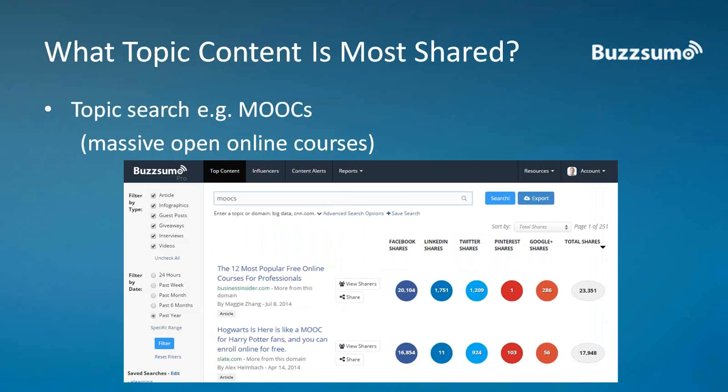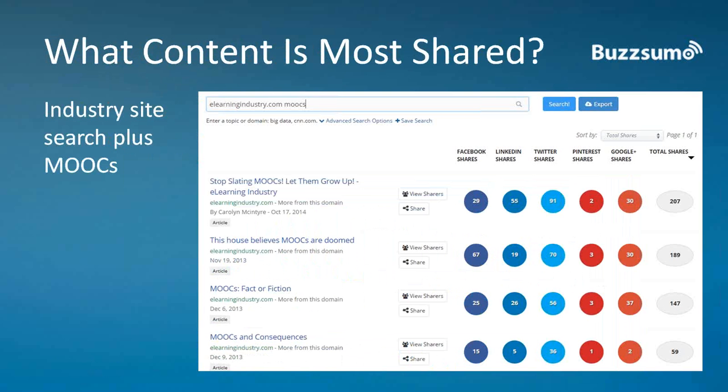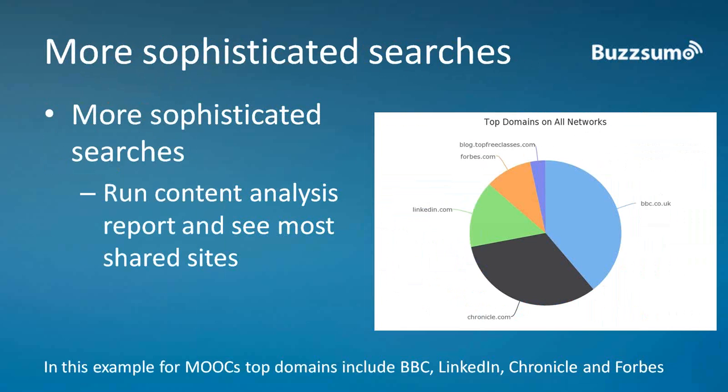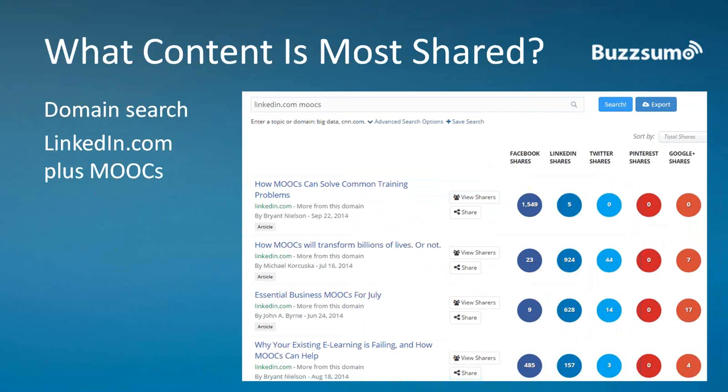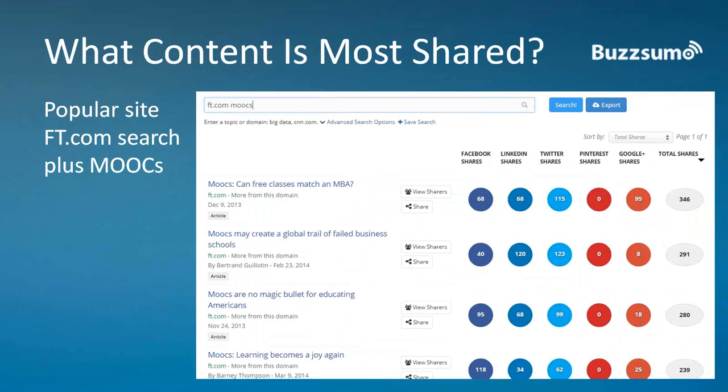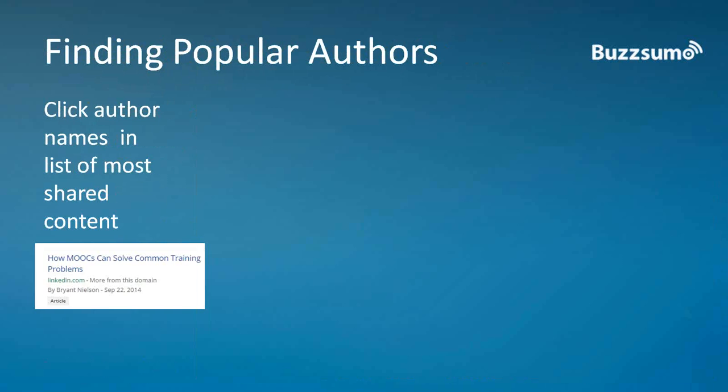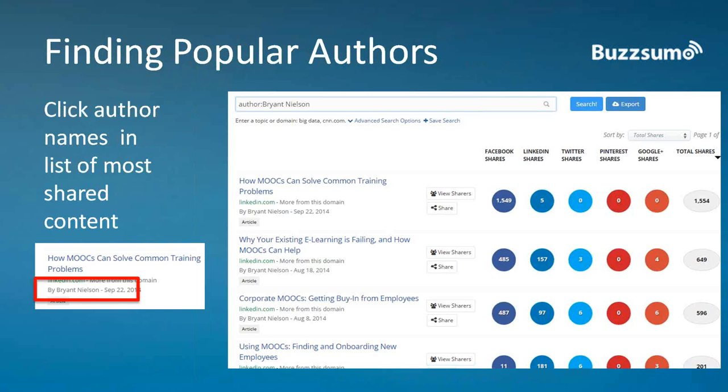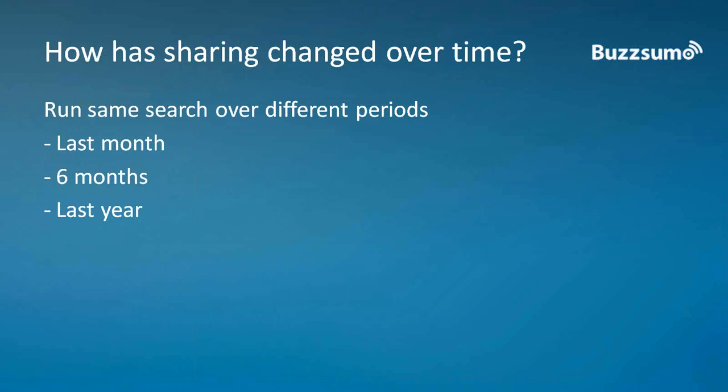Obviously just do a simple topic search for MOOCs. Looking at industry sites plus a search, and this is one I find particularly useful, is finding what sites are the most shared, because they may be outreach opportunities, but you can also then see the content being shared on these popular sites. And then as I say, you can also click on an author's name, and here we picked up Bryant's content for popular authors.